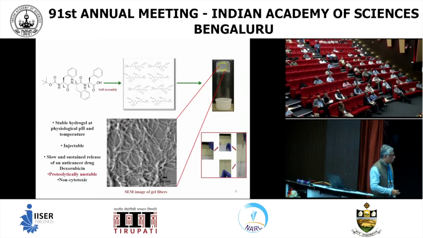So here, these molecules form stable hydrogels at physiological pH and temperatures. They are injectable gels with slow and sustained release of the anti-cancer drug doxorubicin, but they are proteolytically unstable. They showed very good non-cytotoxicity.